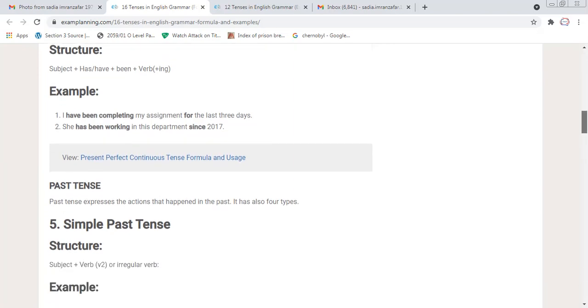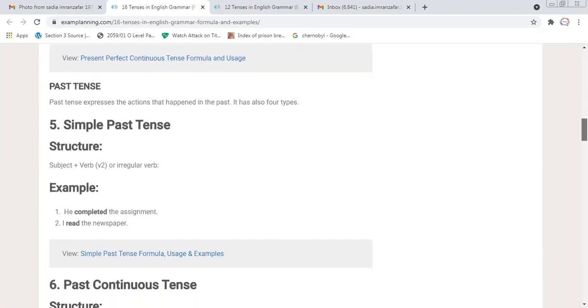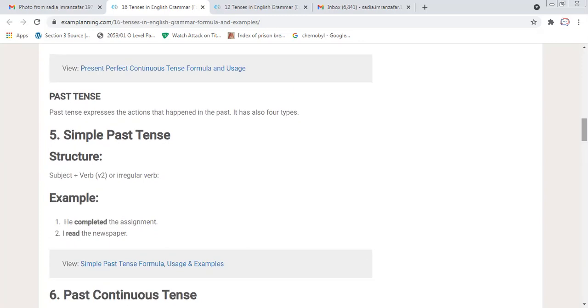Now we come to simple past tense. In simple past tense, we are going to use the second form of the verb. The structure is that with the subject, we use a verb, a regular verb or an irregular verb. For example, he slept last night. So slept is an irregular verb, and that is the second form of the verb sleep. Another example: he completed the assignment.